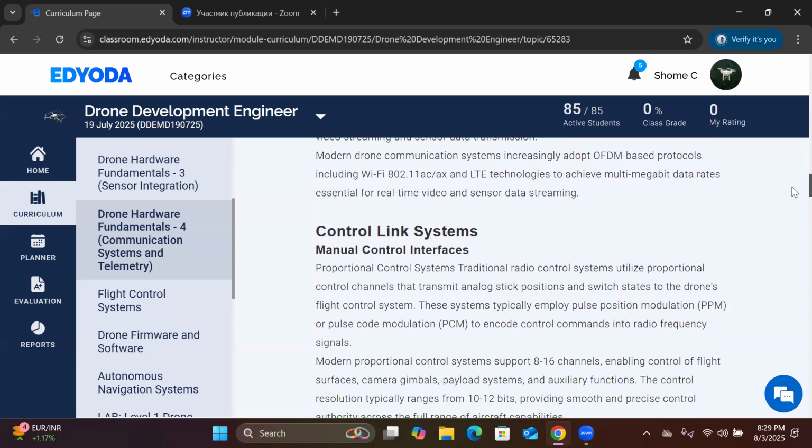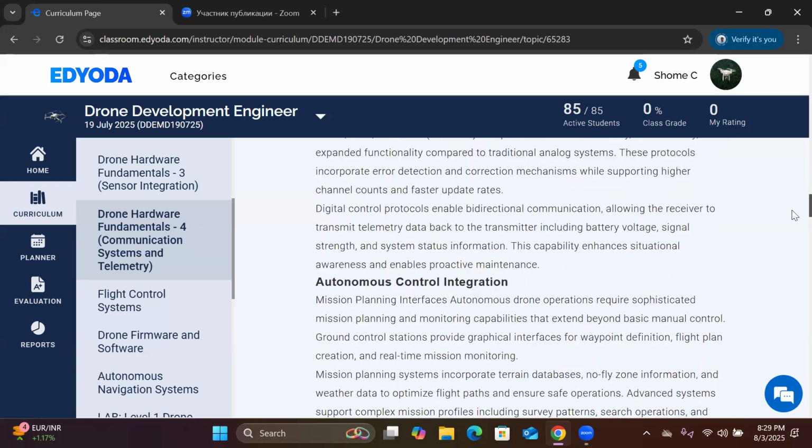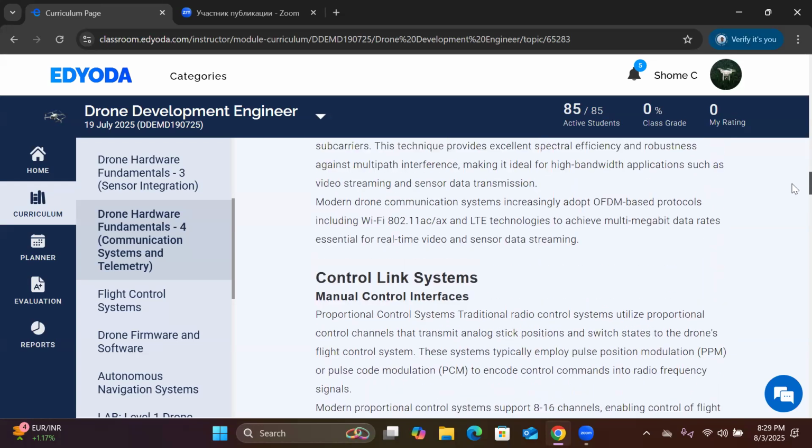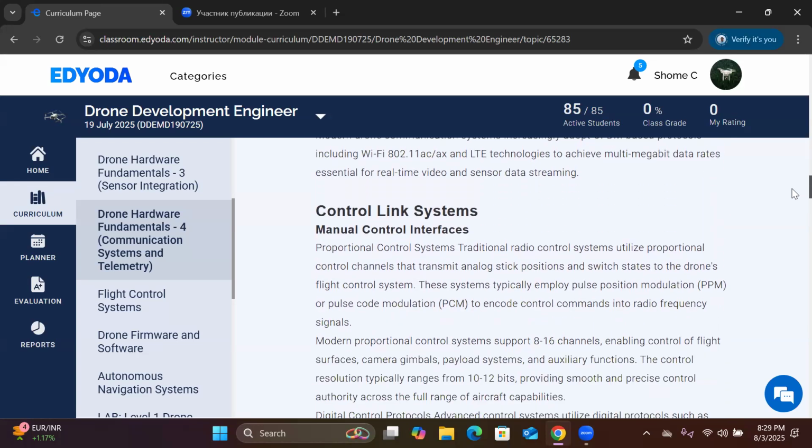Okay. Any other question? Okay, let's start with the control link systems.